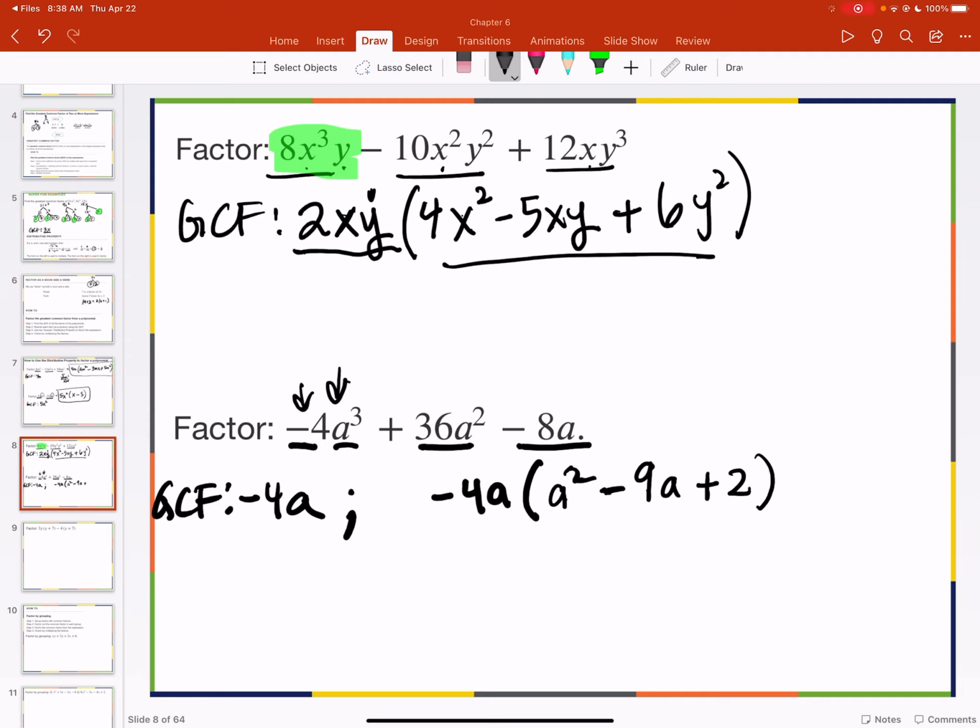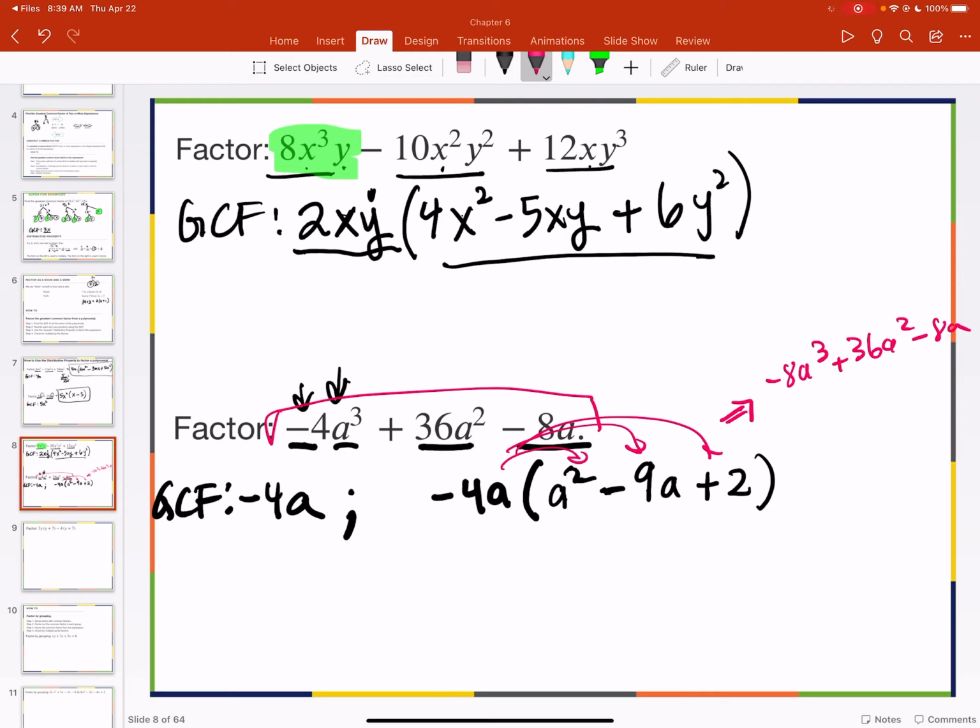And you can check yourself by distributing and then saying, okay, what is this? This is negative 8a cubed plus 36a squared minus 8a. So it is what we started out with. It should be, okay? So that's it.